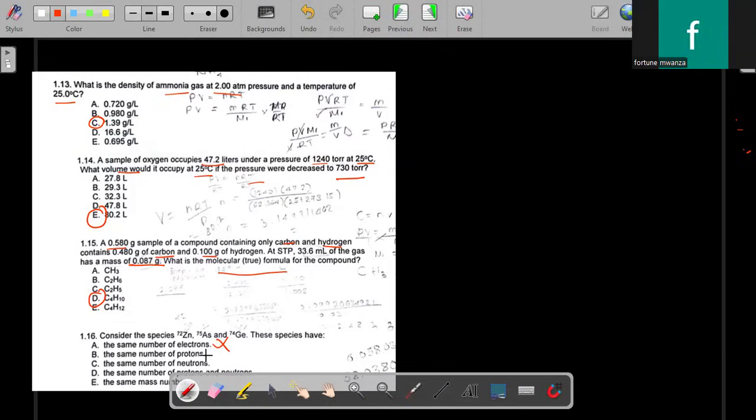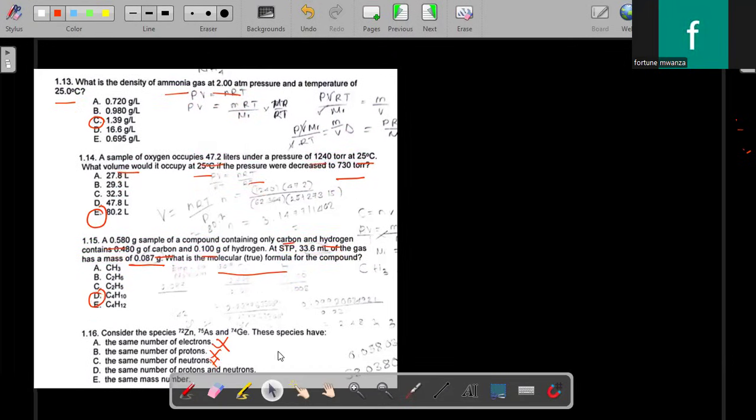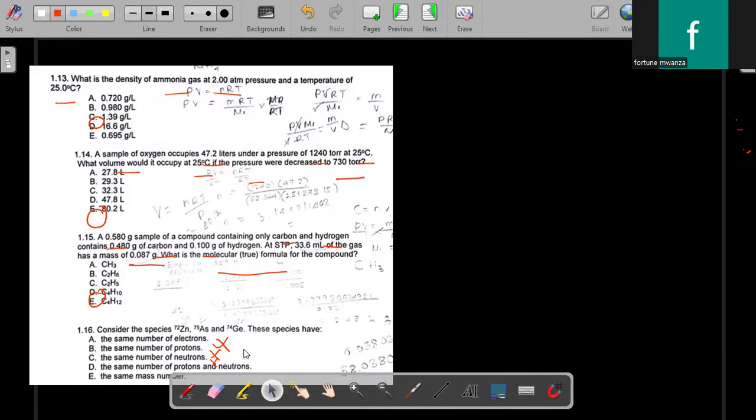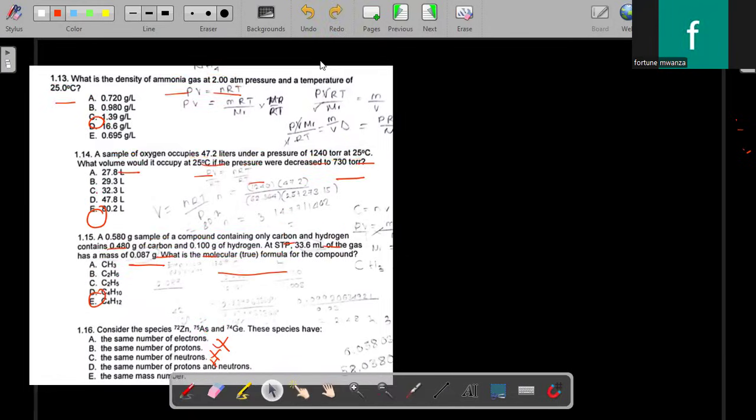No, they don't have the same number of electrons. Do they have the same number of protons? No, they don't have the same number of protons. Do you have the same number of neutrons? No. If they don't have the same mass numbers and proton numbers, the neutron numbers are not going to be the same. Then, the same proton and neutron numbers is also false. Then they have the same mass numbers, which is also false.